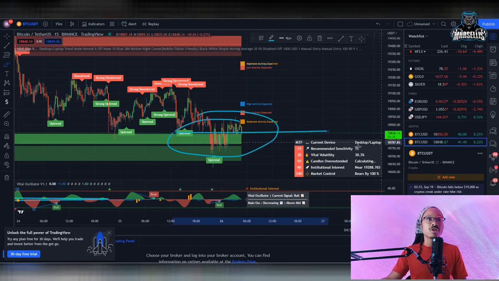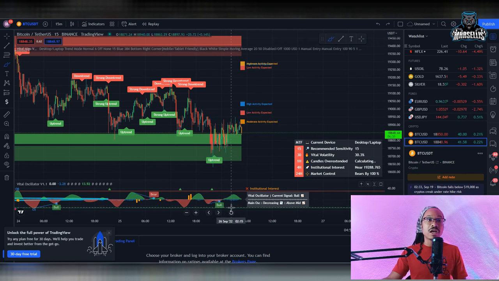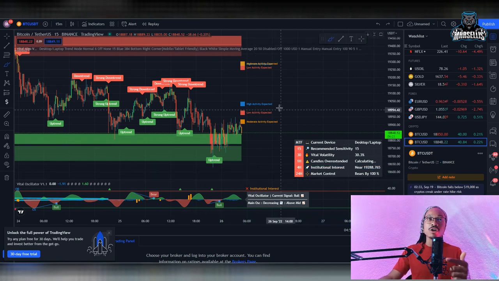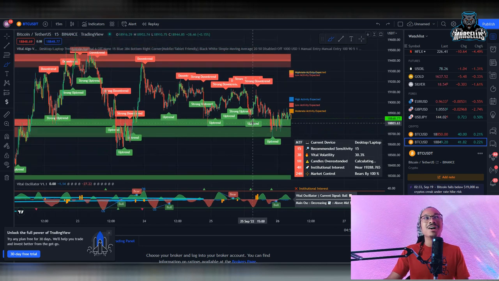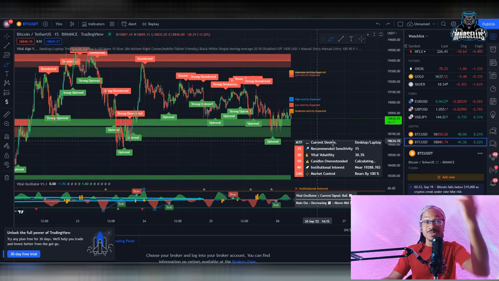And it looks like it's kind of struggling to stay there. And look right here on the oscillator. We had that little bit of a bullish movement, but notice how that bullish movement is now starting to go down. So you can start to actually see here, the wave on the oscillator is going down to the downside. So we're about to see some more selling. And the 24-hour market control is in control by the bears by 100%. So yeah, it shows that we're 100% bearish for Bitcoin in the 15-minute chart.